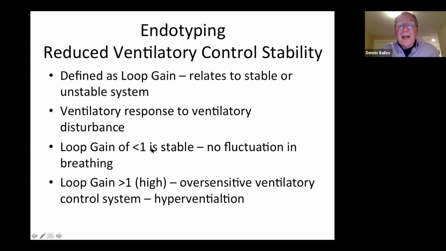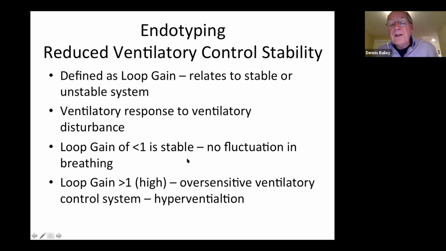So loop gain of less than 1 is considered stable. There's no fluctuation in the breathing. I'm going to show you a little diagram that'll help to point that out. Now, once again, where does the 1 and greater than 1 come from? This is simply a way that it's been measured based upon the PSG. We don't have a PSG to use with the oral appliance to try to gauge what the loop gain is, because the loop gain is stabilized by virtue of the CPAP device. So it becomes very cumbersome to do.